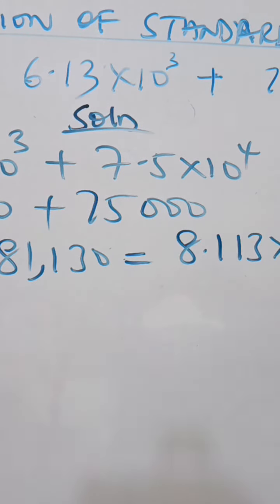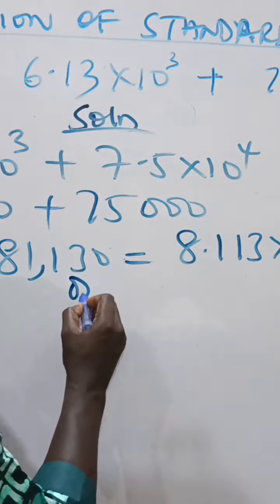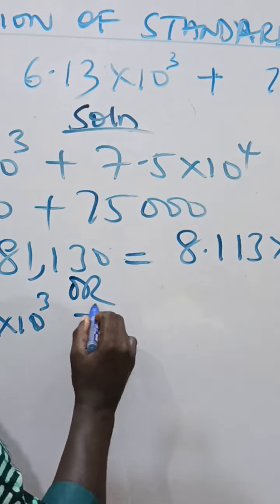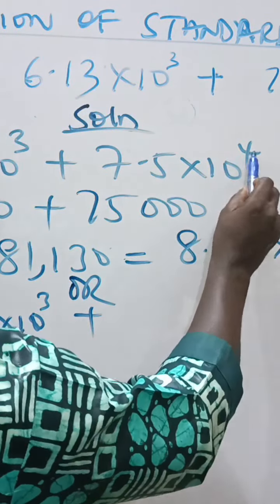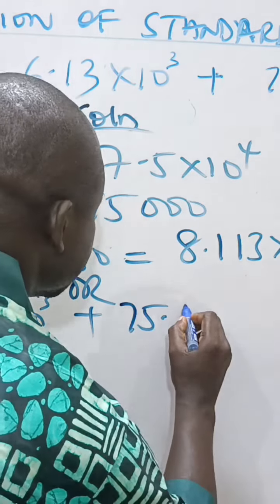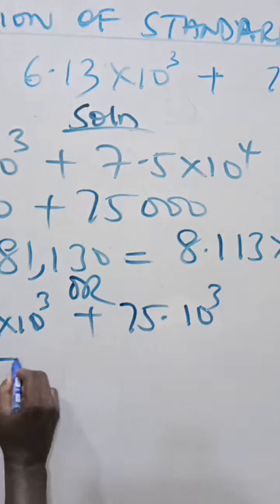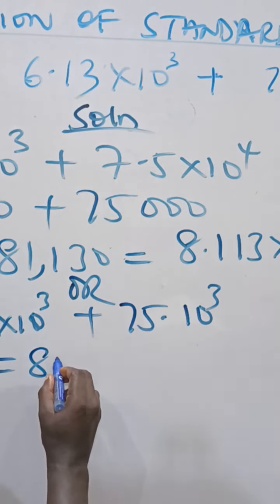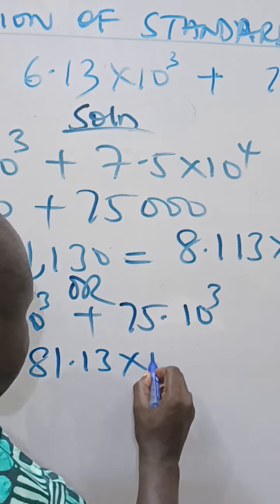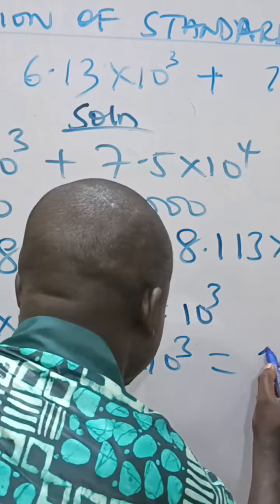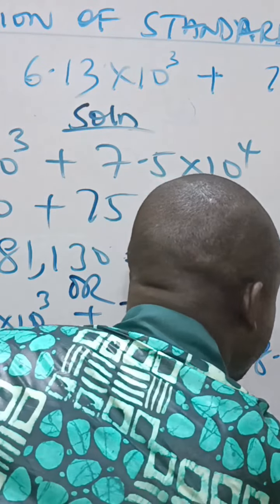Or I might decide to just reduce this. I'll say this is 6.13 times 10 raised to power 3 plus, I'll reduce this. If I want to reduce this by 1, I will shift this, and I'm going to have 75 times 10 raised to power 3. If I add these two together, they are in the same power, so I'm going to have 81.13 times 10 raised to power 3, which is not the standard form. If I want to make the standard form, I will shift it here, and I'm going to have 8.113 times 10 raised to power 4.